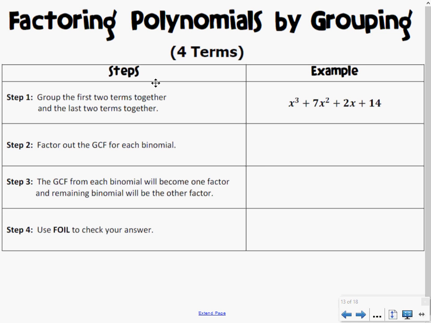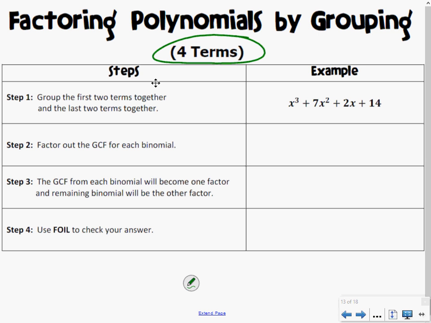Hi everybody, this is going to be our second video for Chapter 7. We're going to build off of the Factoring Out GCFs video here, and we're going to talk about a special type of factoring called factoring by grouping. And this type of factoring only works when we have four terms.